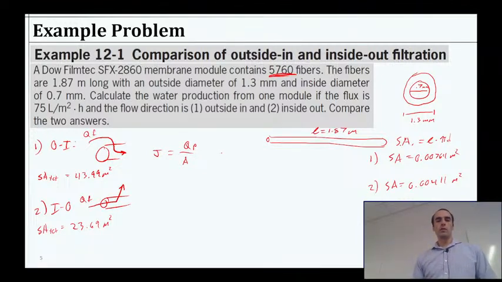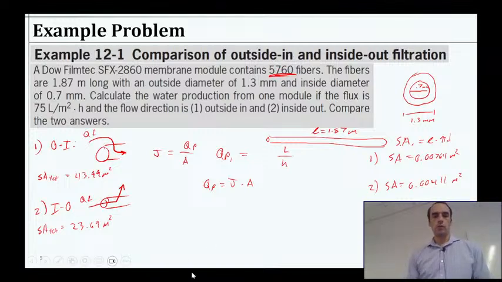So we want to know QP1 in this case. It doesn't specify the units, but we're given liters per square meter per hour, so I would say let's just leave it in liters per hour and solve that way. To solve that, we would say QP is equal to that flux times the area, right? So we would take 75 times that 44 to get our answer. And I've done this in Excel, so that would be 3299 for this one.